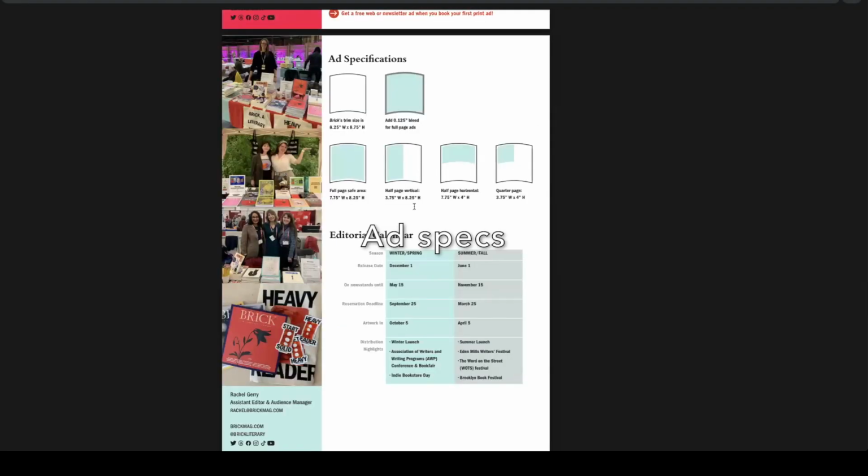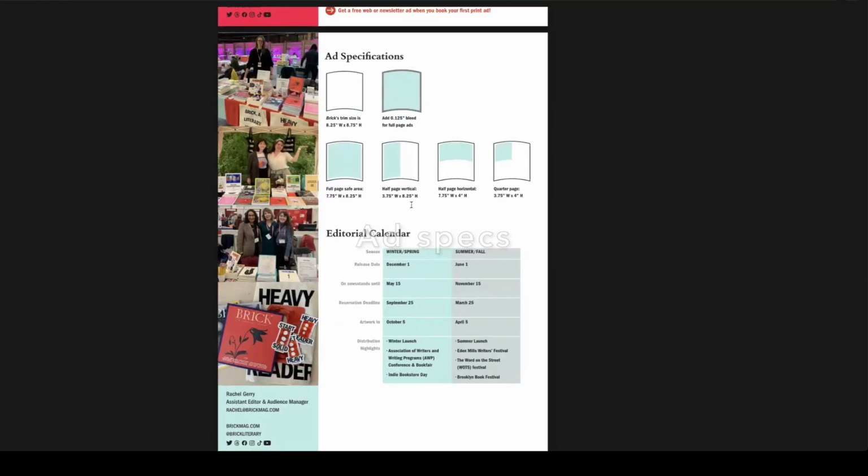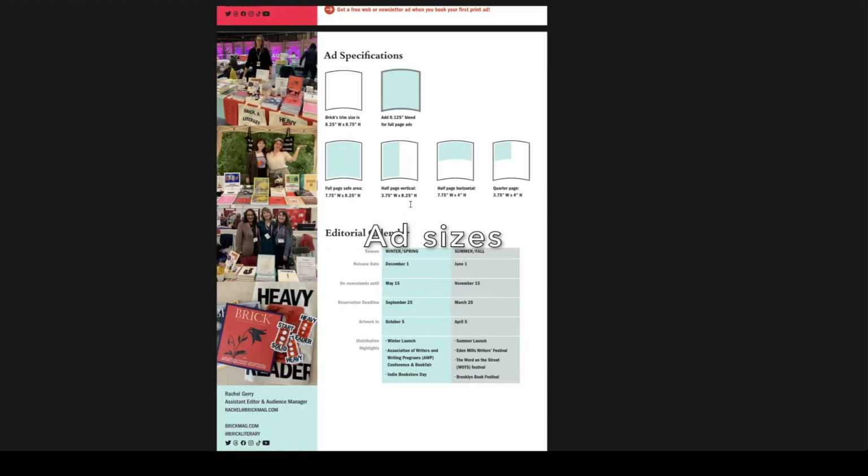Then we get into ad specs, what the size is, what the deadlines and the schedule are, that kind of thing. And then one of the things that's really important with your issues is, what are your distribution highlights? So we're reaching readers on newsstands and we're reaching subscribers via mailed subscription copies. But what else are you doing as a magazine? What are those other activities that are going to add value to your advertisers?